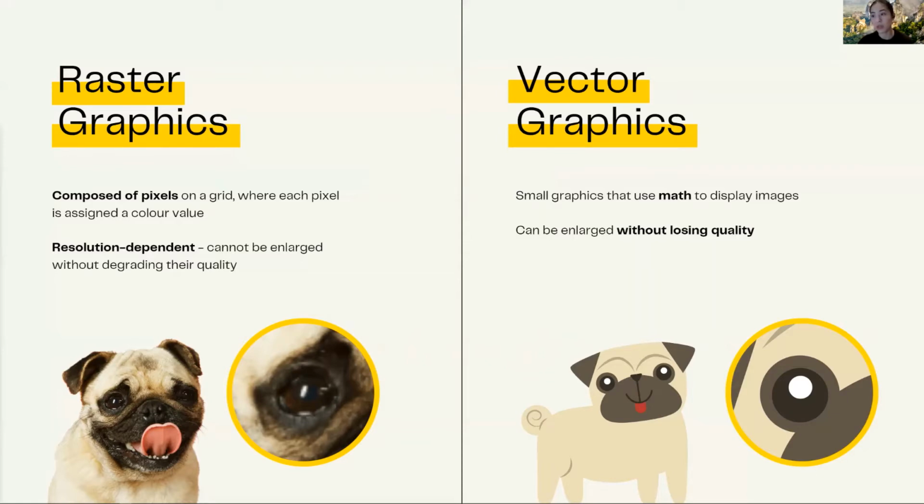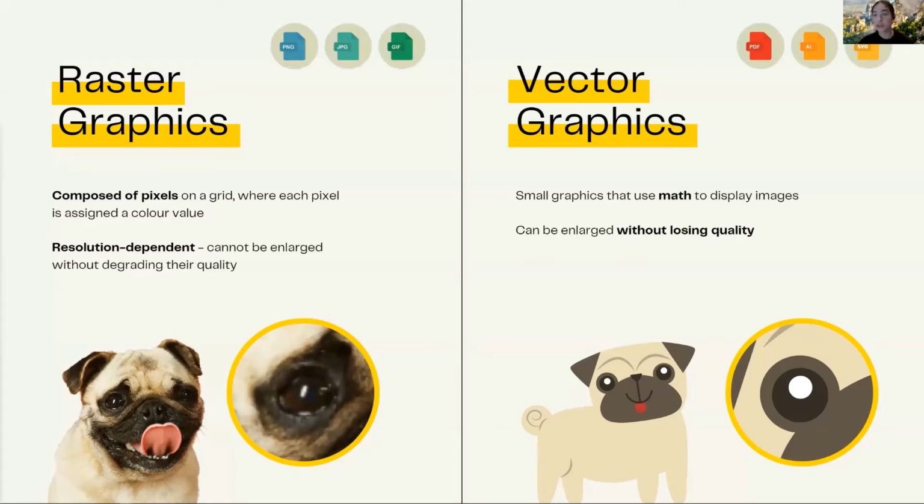As you can see on the screen, the pug is nice and crisp in its original form, but when you zoom into its eye, it becomes a lot blurrier and loses a lot of the quality it had previously. On the other side of the screen, we have a vector pug. Vector graphics are graphics that don't contain any pixels. They actually use maths to display their images. And because they use maths, they're not reliant on pixels, so we can enlarge them pretty much infinitely without losing quality. You can see when we zoom into the eye of the vector pug, it's still just as crisp as it is zoomed out.